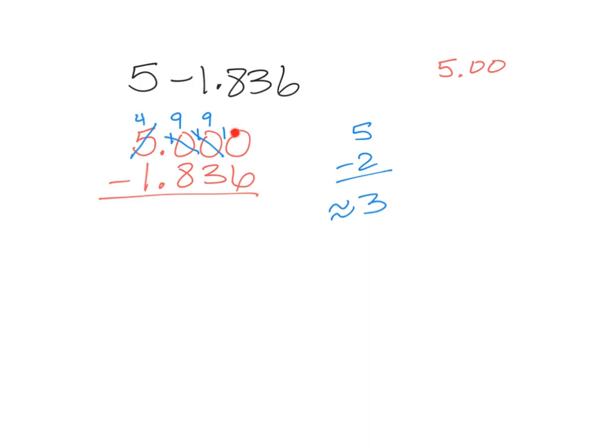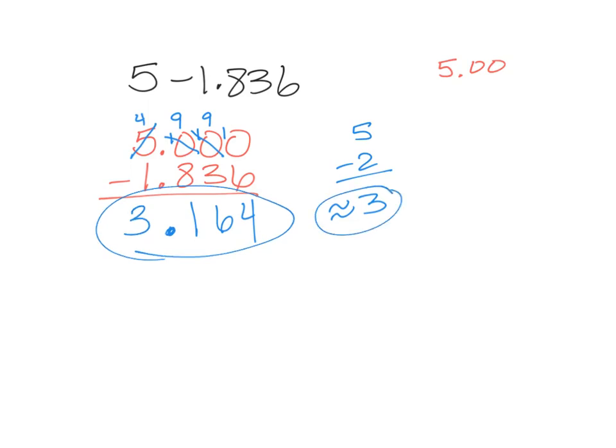So now we are at 10 minus 6, which is 4. 9 minus 3, which is 6. 9 minus 8, which is 1. Decimal comes straight down. And 4 minus 1, which is 3. My answer is 3.164. Also 3-ish, right? So we're rounding. We were close, right?